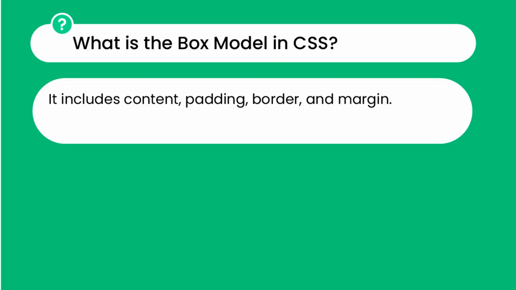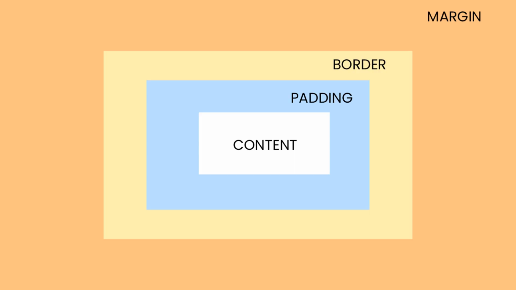The next question is, what is the box model in CSS? The CSS box model is how every HTML element is structured on the page. Think of it like a box that wraps around the content. It has four parts: content, padding, border and margin.